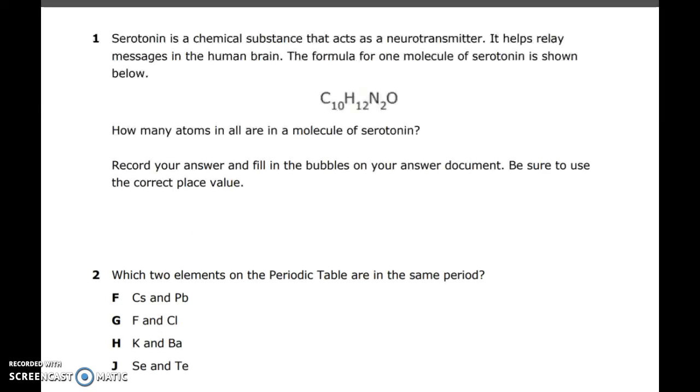Chemical reactions test. Serotonin is a chemical substance that acts as a neurotransmitter. It helps relay messages in the human brain. The formula for one molecule of serotonin is shown below.